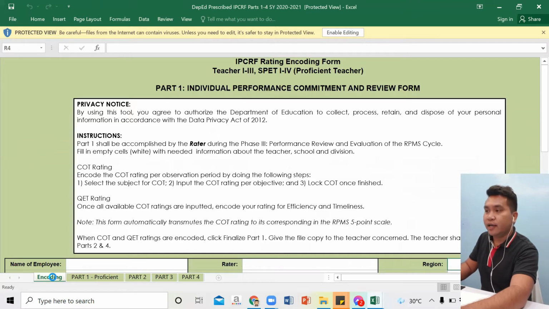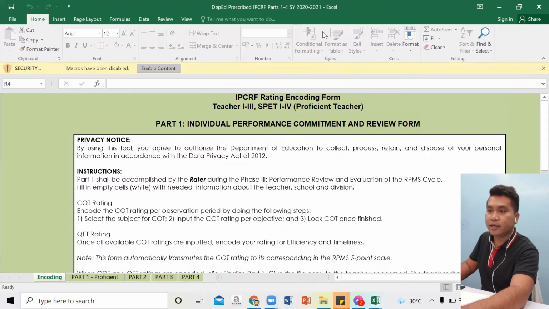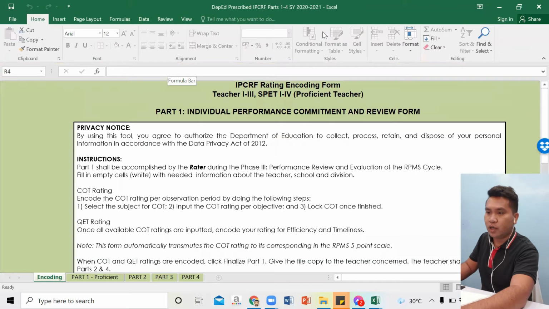The file is in MS Excel. If you are using version 10 and the newer and latest versions, you can access this. But if you have a lower or older version of MS Excel, then you need to update your MS Office. Now, click Enable Editing as we usually do. Next, Enable Content.